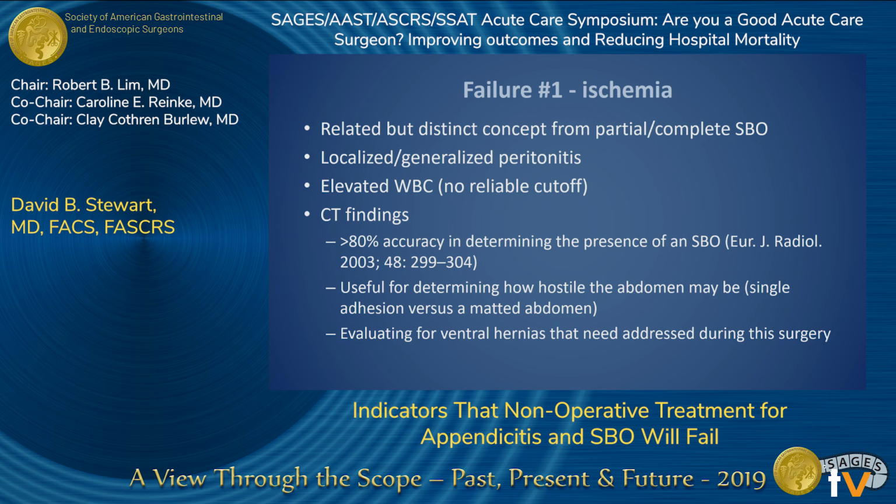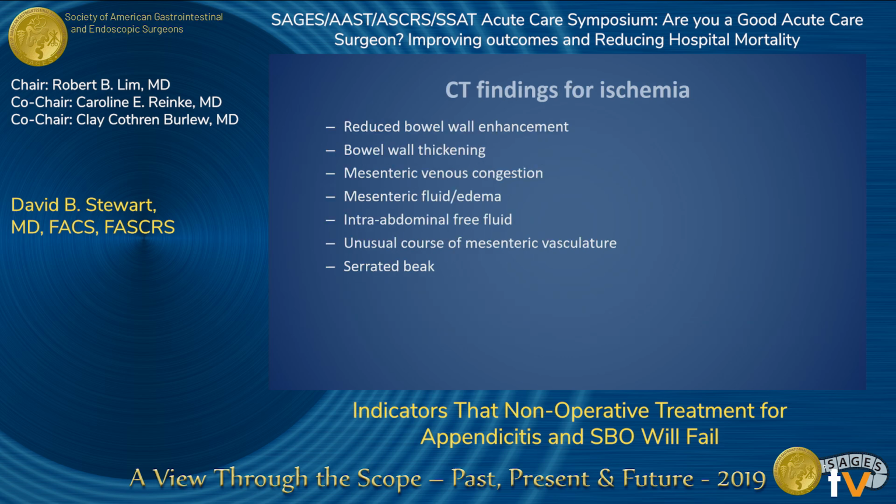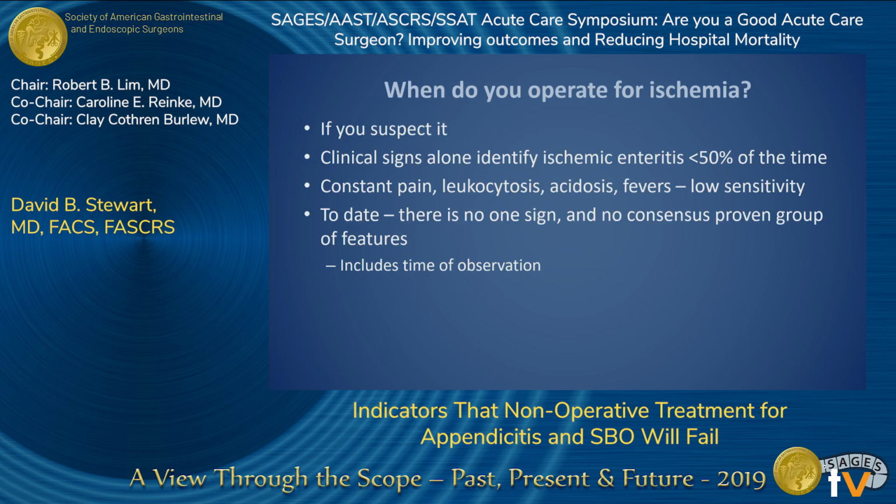CT remains valuable because it establishes the diagnosis in the majority of cases, helps to identify an abdomen that might be hostile based upon matted intestine, and also identifies ventral hernias that you and I will be forced to address if we're forced to operate. But when it comes to radiographic findings that are pathognomonic or highly predictive of ischemia, these are the candidates, and essentially these are the best of the worst. It's surprising how poorly performing these individual or aggregate markers are in predicting ischemia, and reduced bowel wall enhancement seems a day late and a dollar short. So you operate for ischemia if you suspect it. The clinical signs alone predict ischemic enteritis less than half the time. Even ominous clinical features have a low sensitivity, and to date there's not one sign or consensus-proven group of features that allow an algorithmic approach, including time of observation.